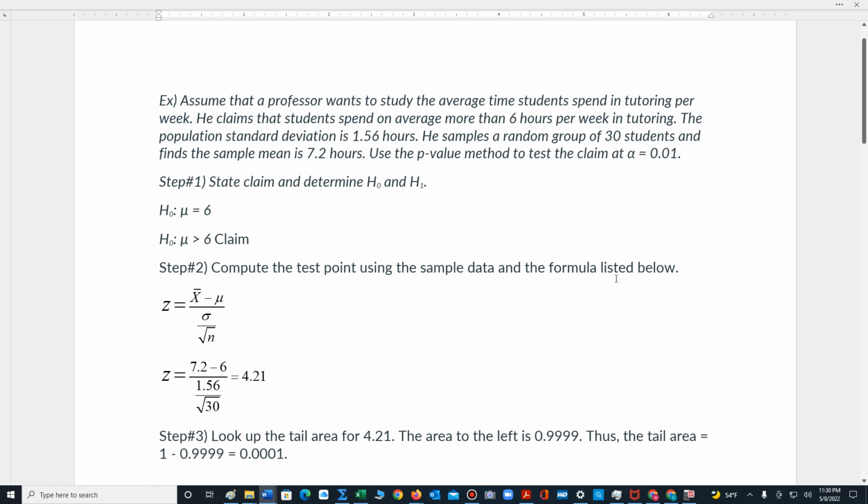In this video, I will demonstrate how to perform a z-test using the p-value method. We are provided with an example. Let's read through the example.